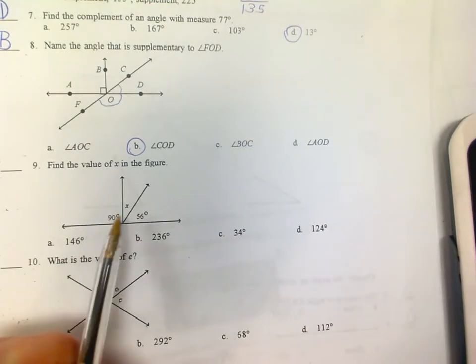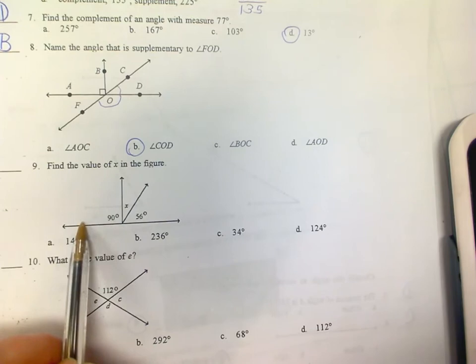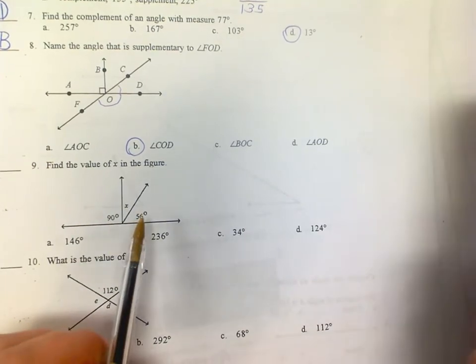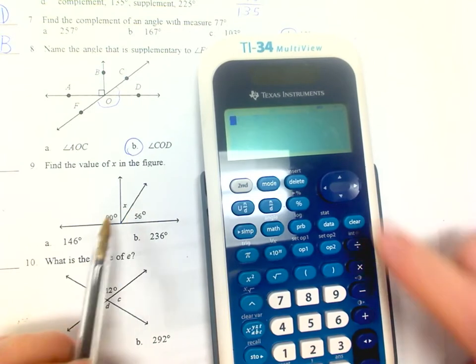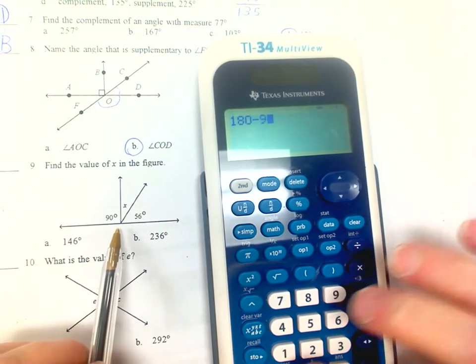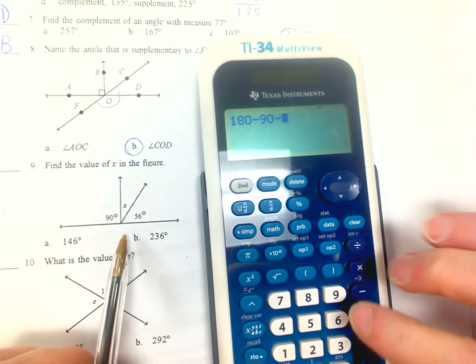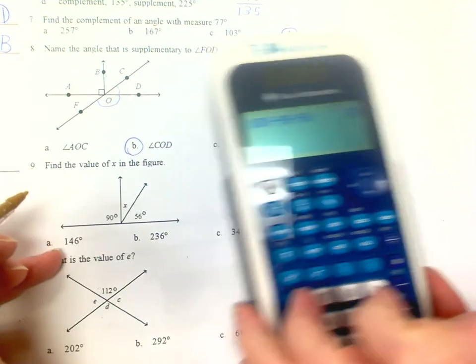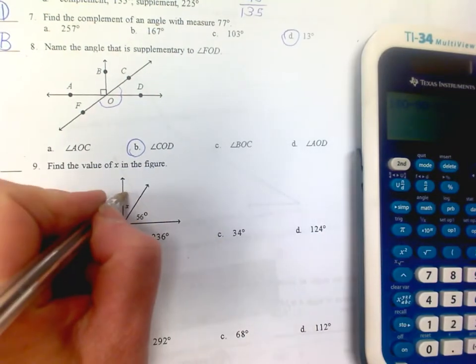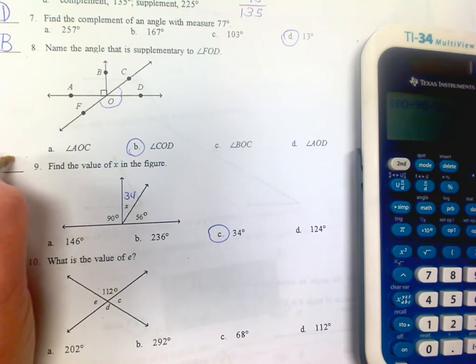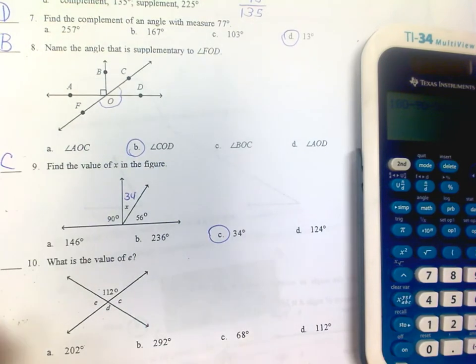Find the value of x in the figure. So I know, since this is on a straight line, that 90 plus x plus 56 will equal 180 degrees. So I can take 180 degrees, subtract 90 and 56, and get 34 degrees, which is what C is, 34 degrees, and that is the correct answer.